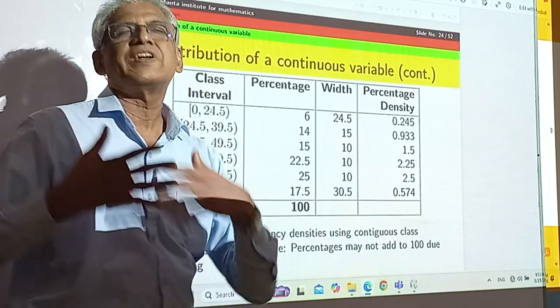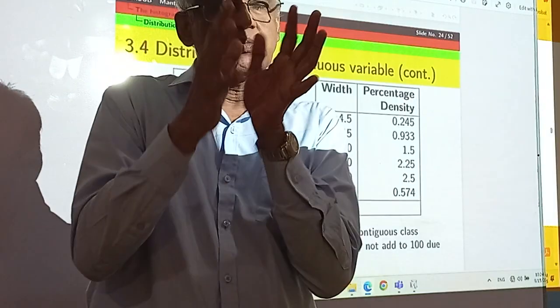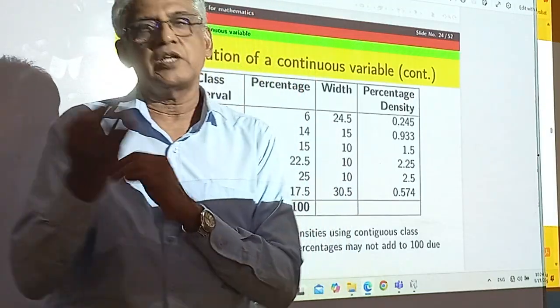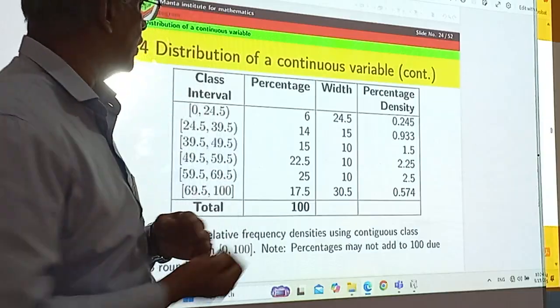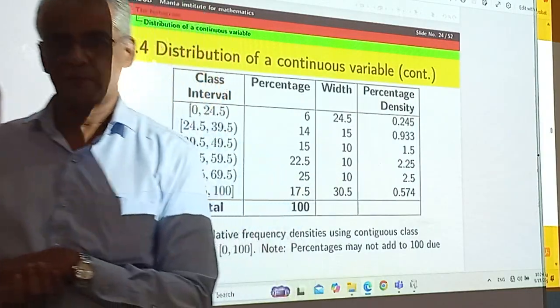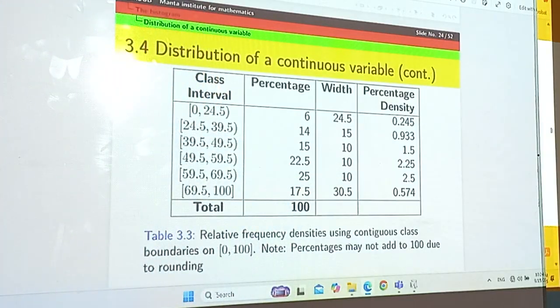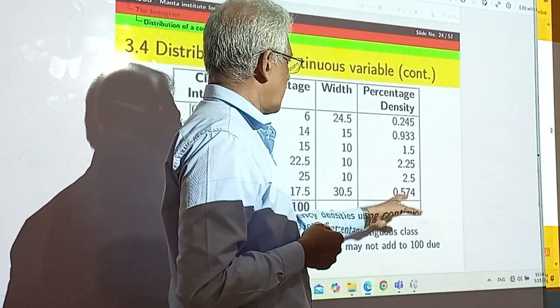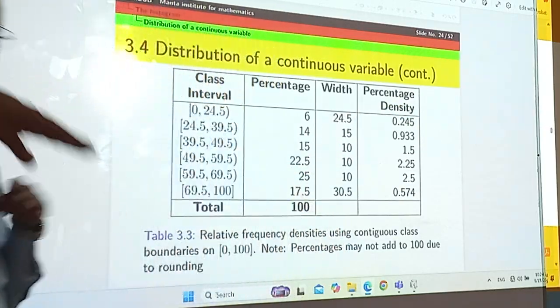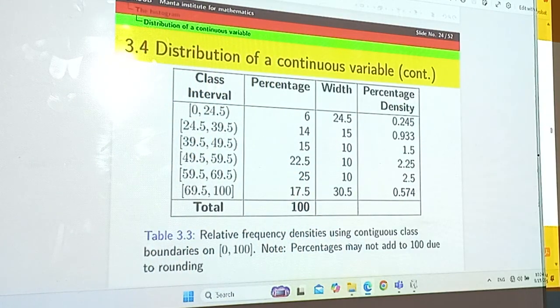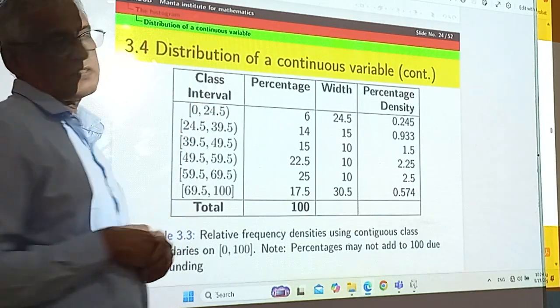So that's kind of a density. Percentage per something, per unit. It's kind of a density. So therefore we can call it, if you want, percentage density. Right? The density means here per unit mark. So like that you can calculate the percentage density, and then percentage density will be the height of the bars over these intervals.